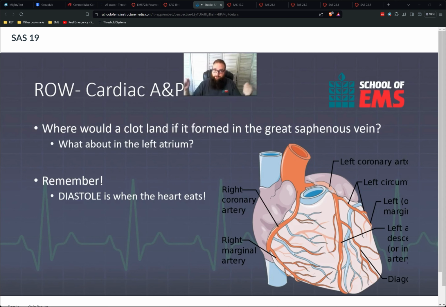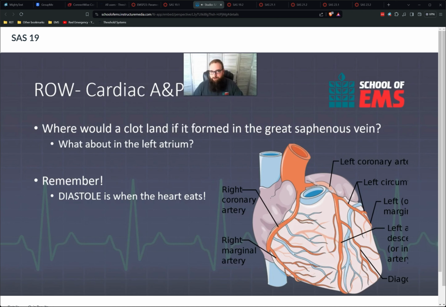So now, knowing that this is a deep vein in your leg, where would a clot land if it formed in the great saphenous vein and then became a thrombus? Hopefully you've put two and two together now and heard, oh, deep vein thrombosis, DVT. That is exactly what that is. And where do those DVTs usually land? Well, if you've run on these patients before, you will know that they typically lodge in the lungs. But if you haven't run on them before, we can still work it out.